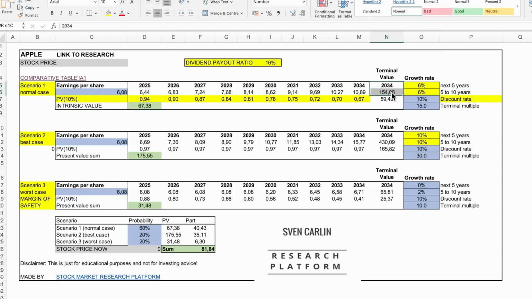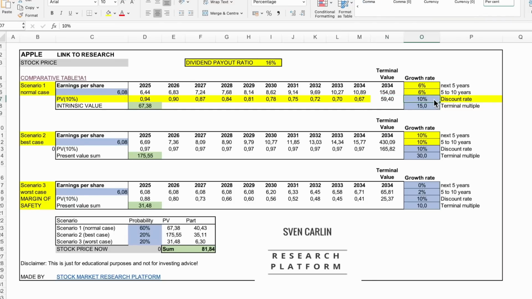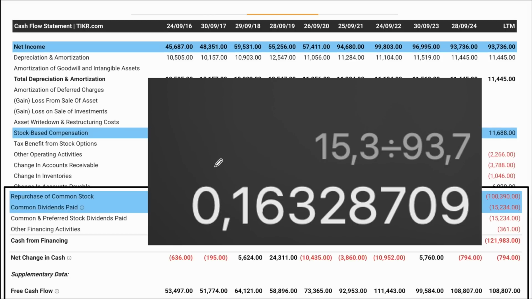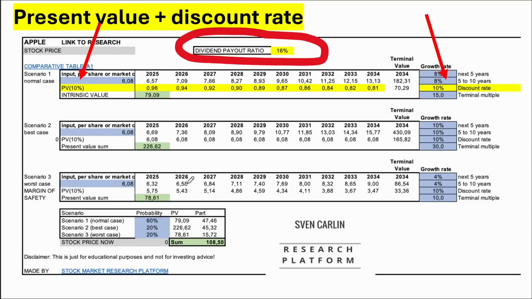Plus, if I decide to sell in 10 years, then I have the terminal value that is then also discounted at the discount rate that we use here. So here we have the net income that we have discussed, and just 15 billion of that is paid as dividends. That's just the 16% payout ratio that I have inserted here.